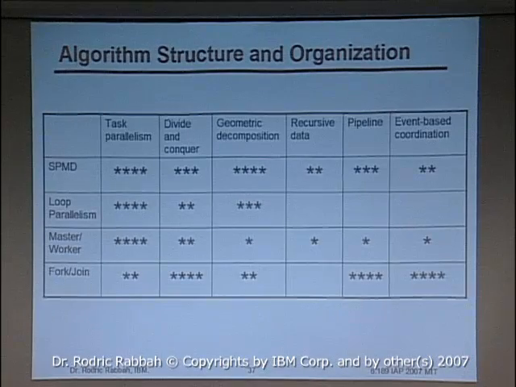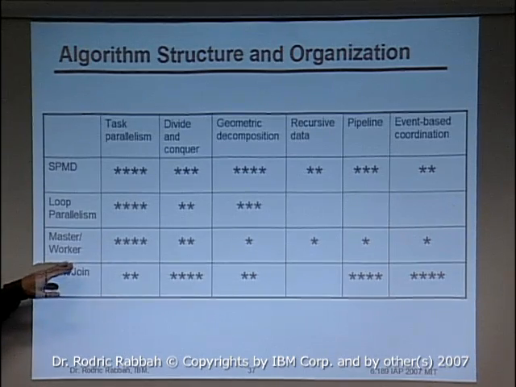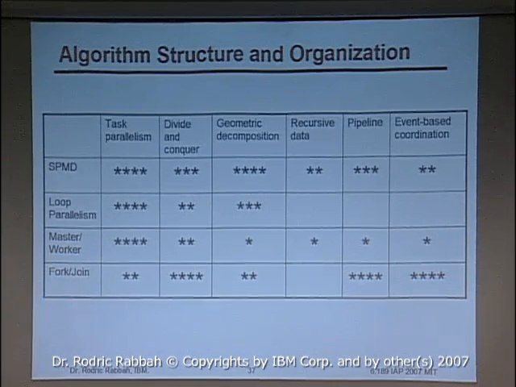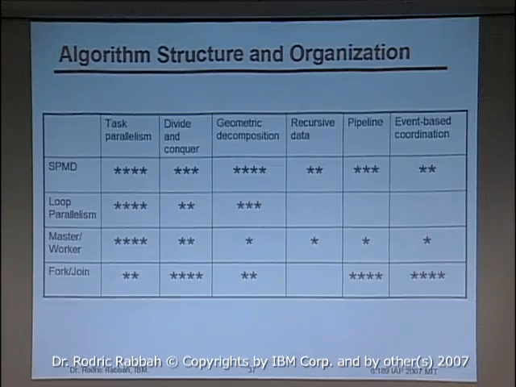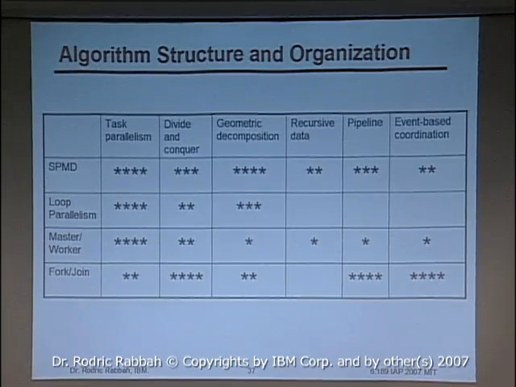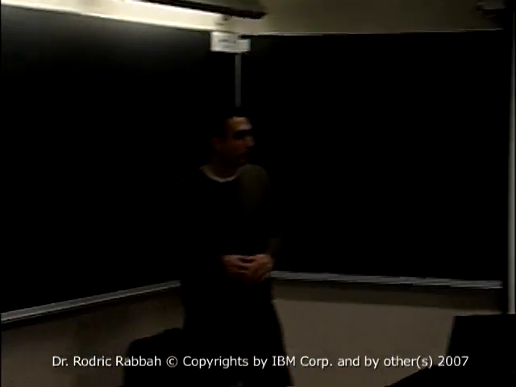Recursive data structures have very specific models that you can run with. Largely, master worker is a decent implementation choice. SPMD is another. And you're going to hear more about the pipeline mechanism in the next talk, so I'm not going to talk about that very much. Event-based coordination is largely dynamic, so fork join works really well. If you're buffering, then you could do okay with master worker with pipelining.